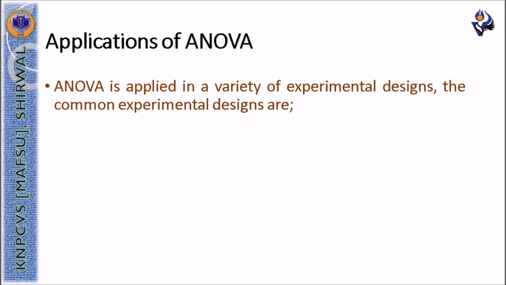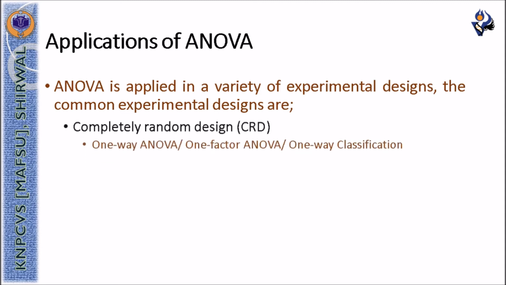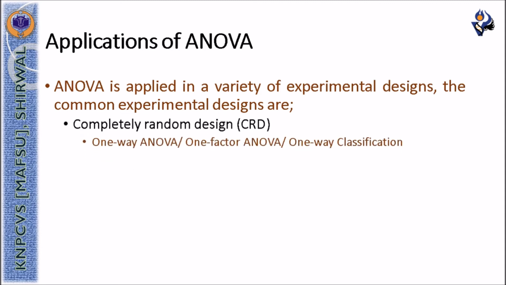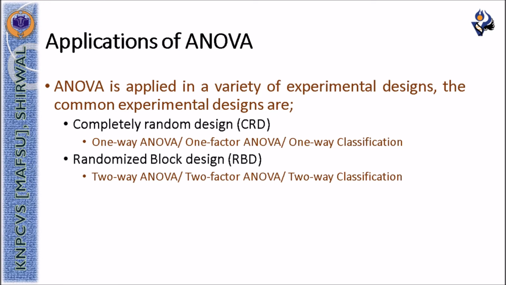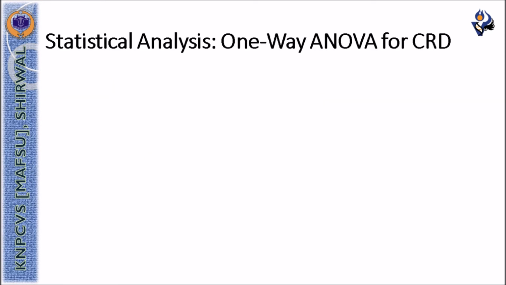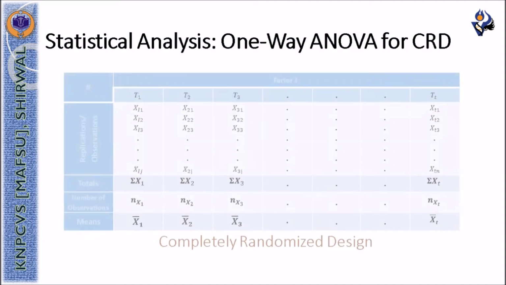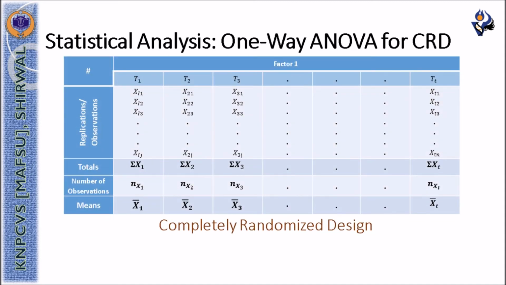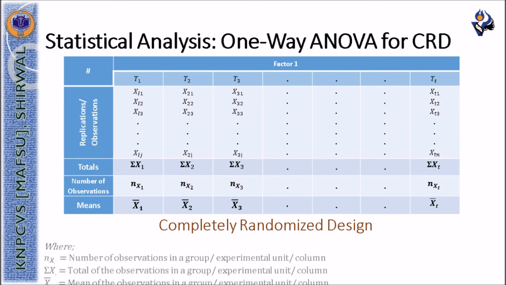ANOVA is applied in a variety of experimental designs, such as completely randomized design, randomized block design, as well as factorial experiment. We can apply one-way analysis of variance in completely randomized design. This table represents generalized structure of a completely randomized design.